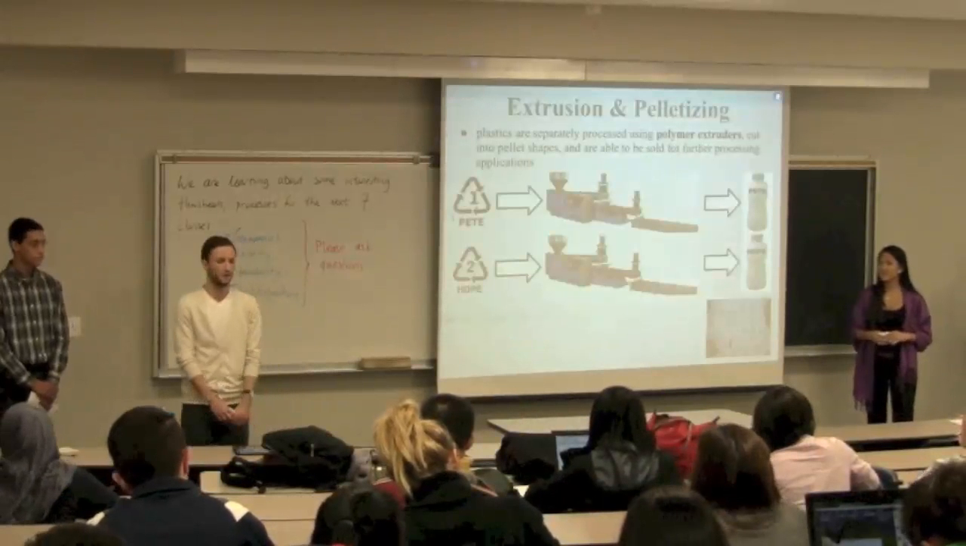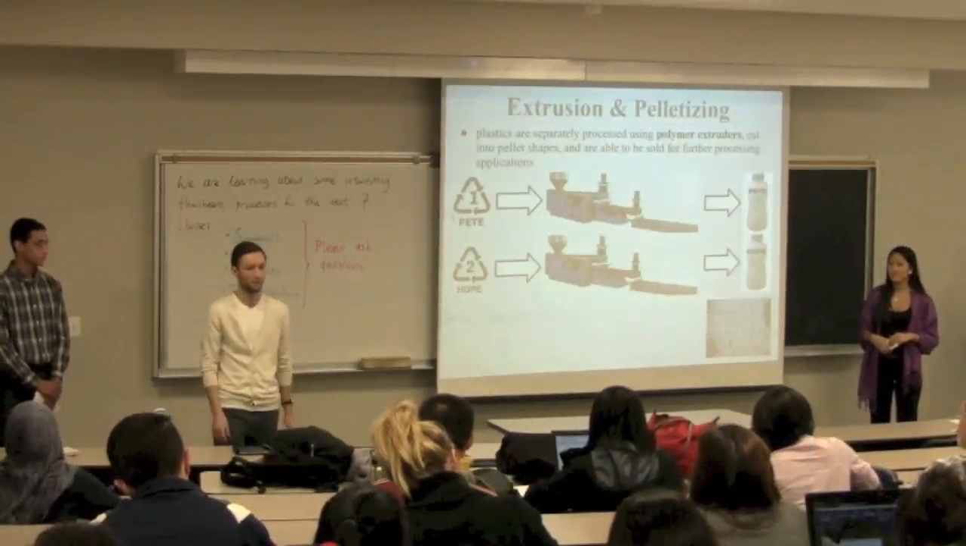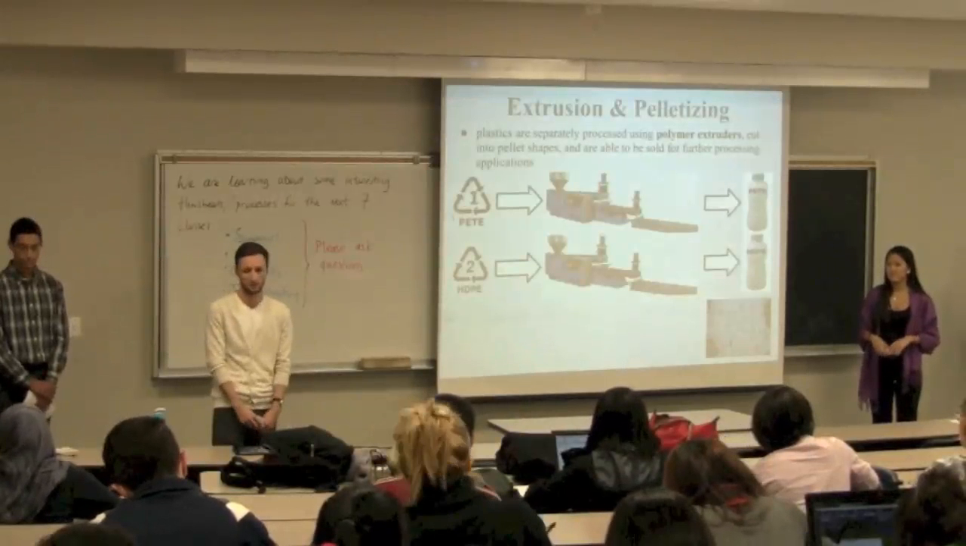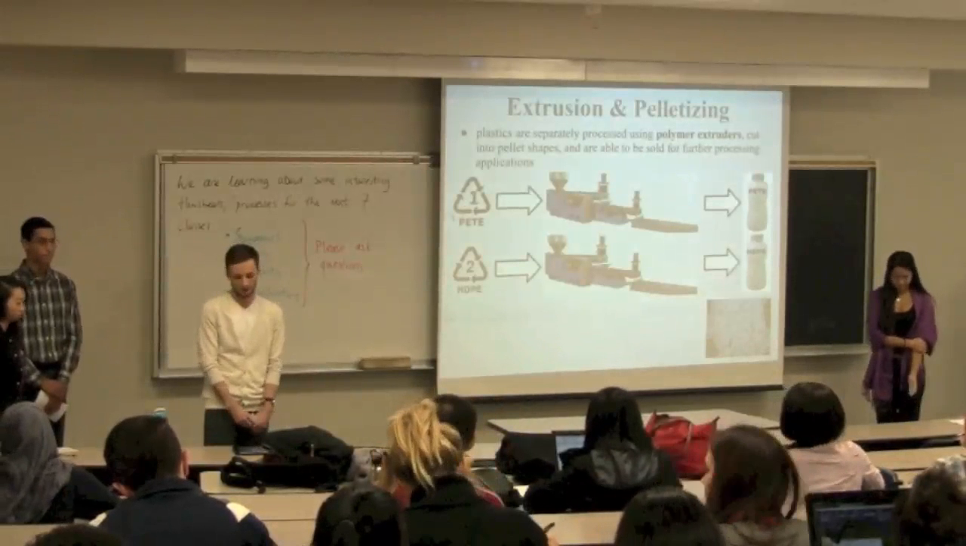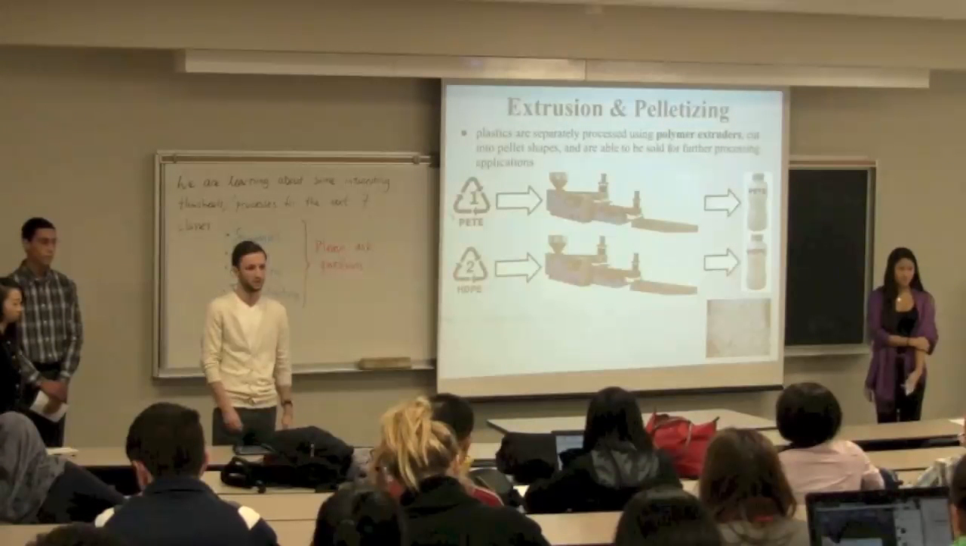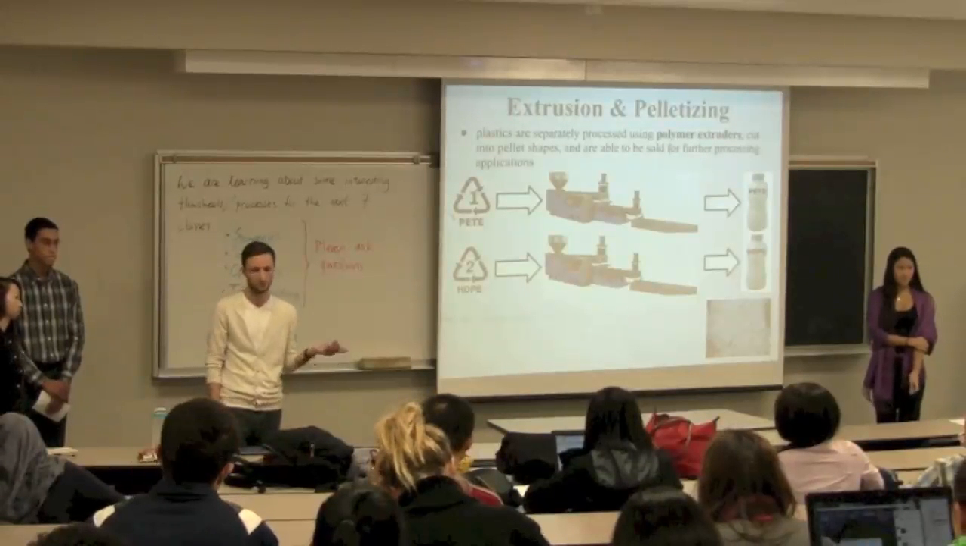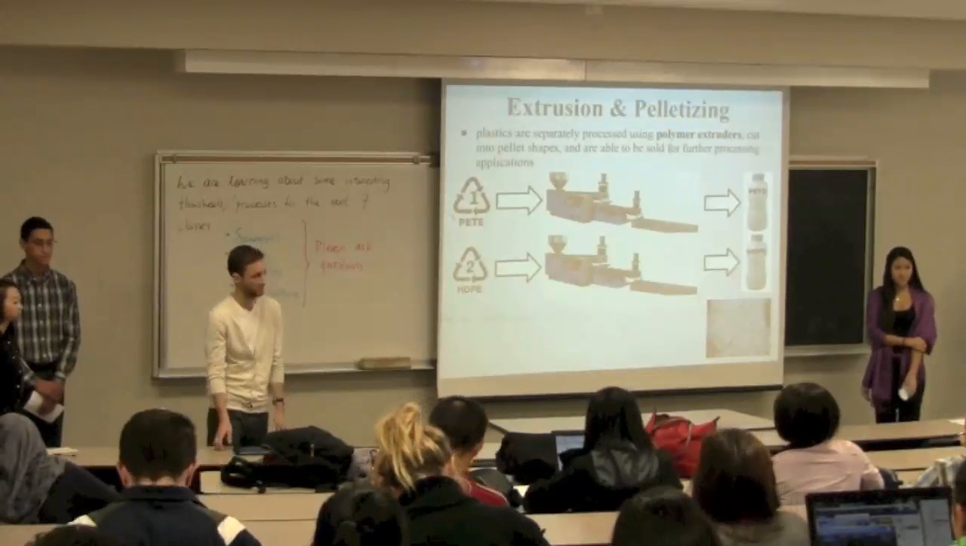And then lastly, the separated plastic shreds are processed using polymer extruders. They're heated above their melting temperature, blended together, extruded, and then when they solidify, they're cut into pellet shapes, which can be sold for further processing.